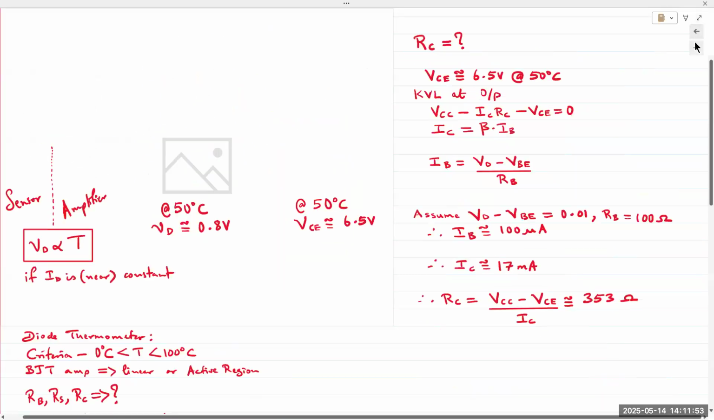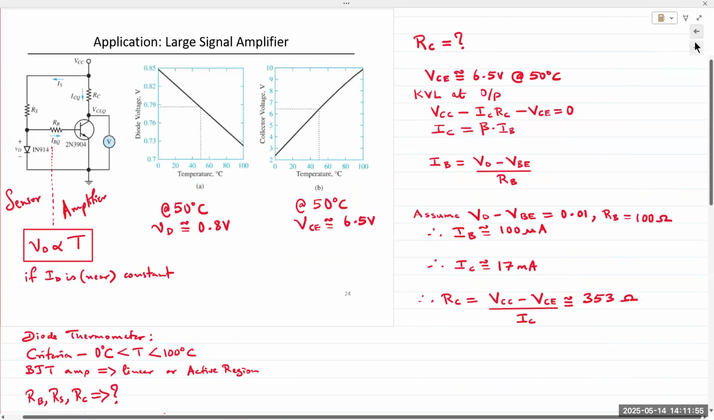The BJT self-biasing circuit. First application up is the large signal amplifier use of a BJT. And we are using this to amplify the signal that's coming from a diode. The diode is being used as a temperature sensor. The property that we are using is the diode voltage property as a function of temperature.